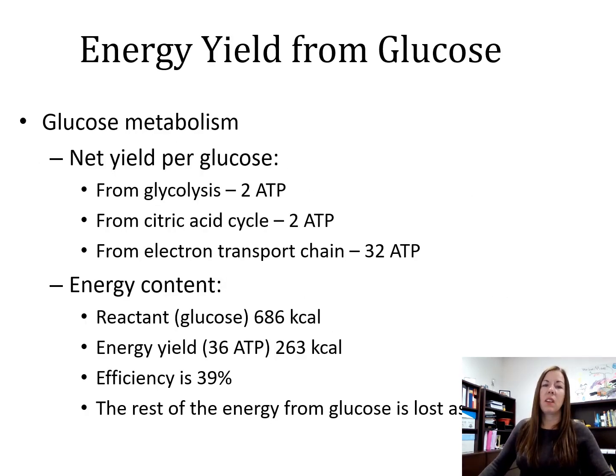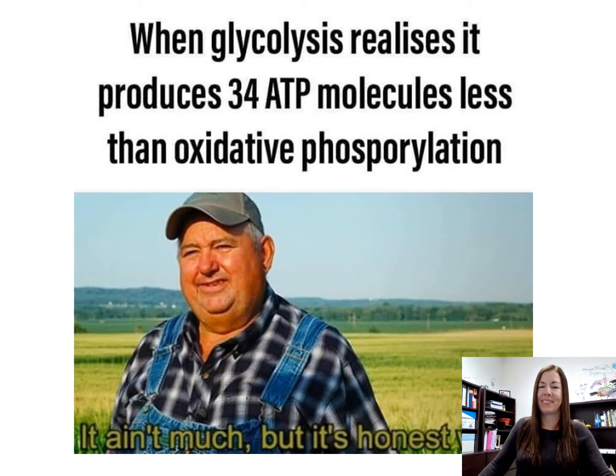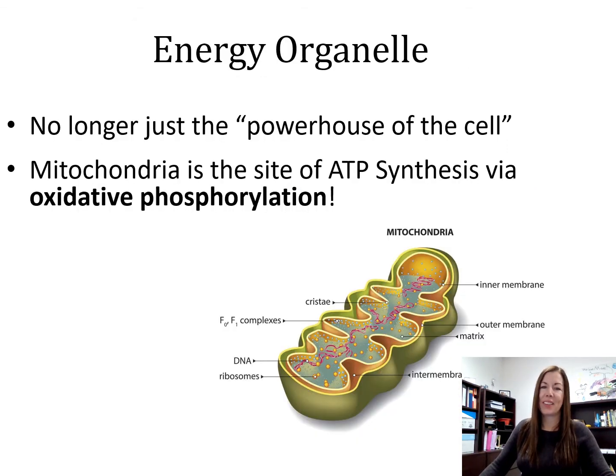Energetically speaking, when you can fully break down glucose, you get 36 ATP total. And that is 39% efficient, which doesn't seem great, but we're not photosynthesizers. We're not as good as them. So now we know that the mitochondria, well, we used to say it was the powerhouse of the cell. Now it's where ATP synthesis occurs via oxidative phosphorylation.